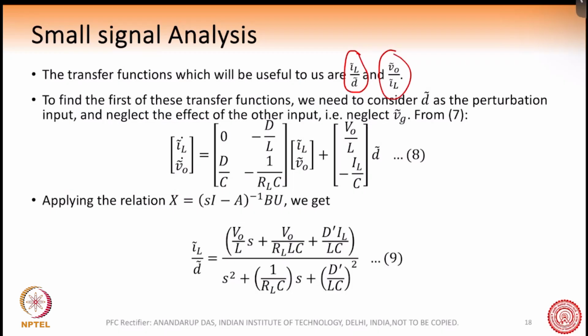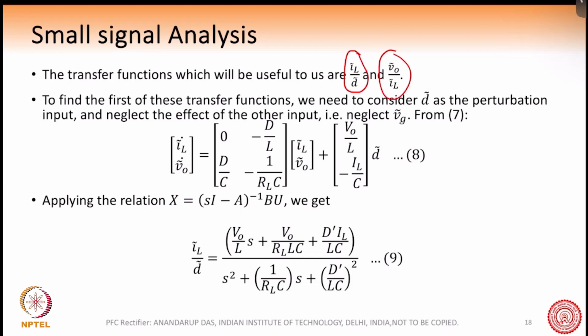Because the inner current loop is like the inductor current, it changes when you change the duty ratio. So IL hat by D hat is what controls the inner current loop. On the other hand, once you change IL hat, it will have an impact on the output capacitor voltage. So we are interested in V0 hat by IL hat. That is the outer voltage loop. In this way, these two quantities are important for us because we have to build that control block diagram.